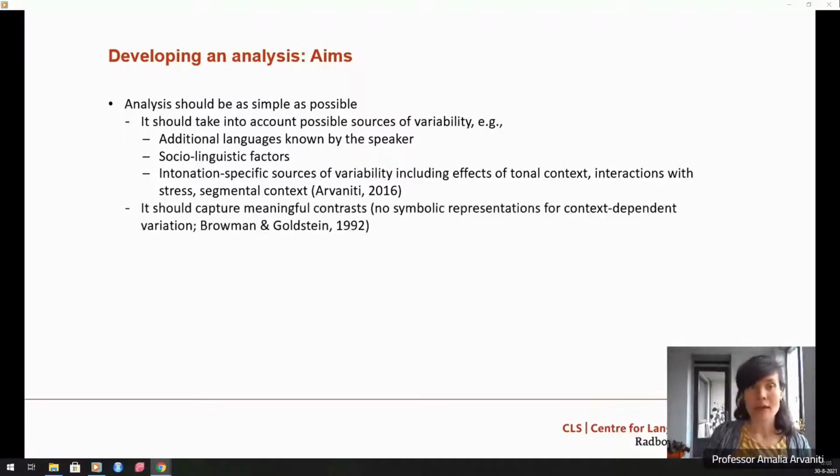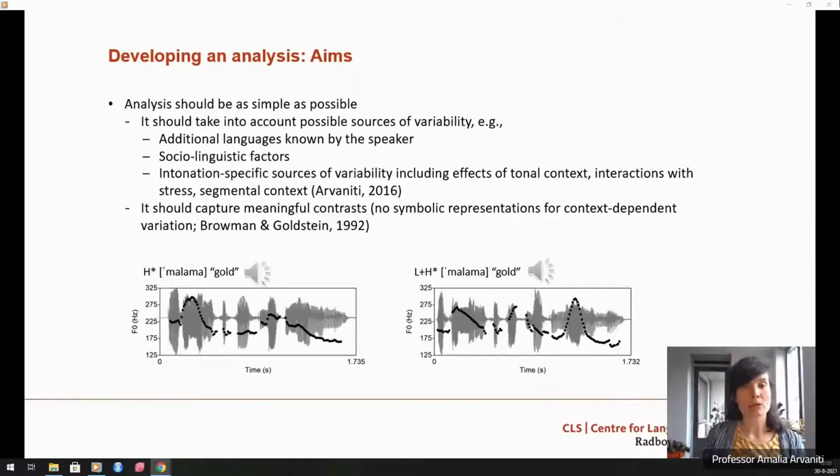As well as taking into account variability, the analysis should be able to capture meaningful contrasts, for example, that relate to pragmatics or information structure or sentence type. Take, for example, these 2 utterances in Greek, for which the last word either is new information occurring with a high star, or contrastive information occurring with the low high star. So here we have an example of a difference in phonetics that corresponds with a difference in meaning. And this needs to be captured by the intonational phonology.